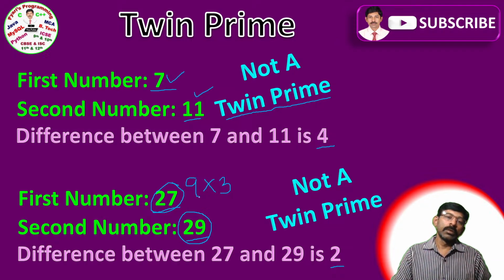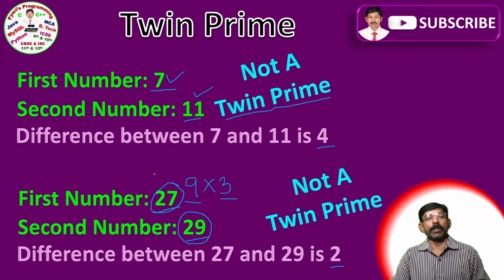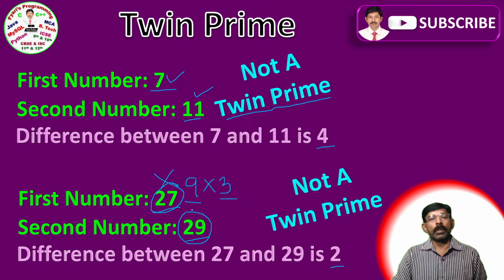27 is divisible by 9. 27 is divisible by 3. So it is not a prime. But it is a prime. So hence it is not a twin prime.